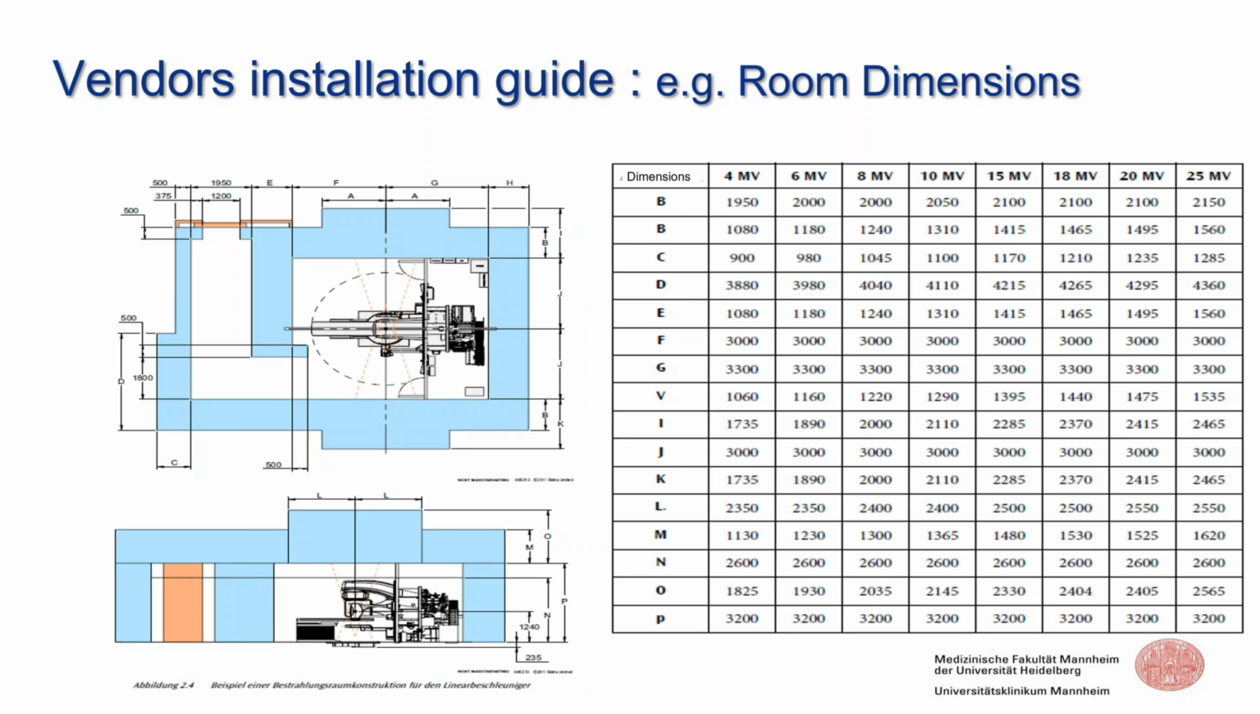This is out of a vendor's installation guide, and you see the room. You need the minimum room dimensions for bringing in and operating the machine, and you see these are rough estimations. What about the shielding thicknesses of the bunker? This gives you, first of all, an idea to compare with a given radiation protection plan, because this is a bit conservative, and I think this is a rough estimation.